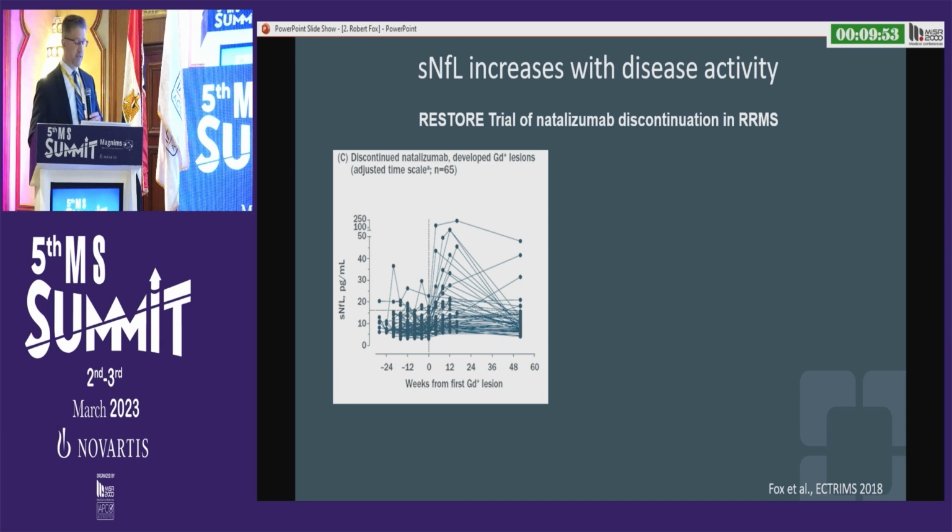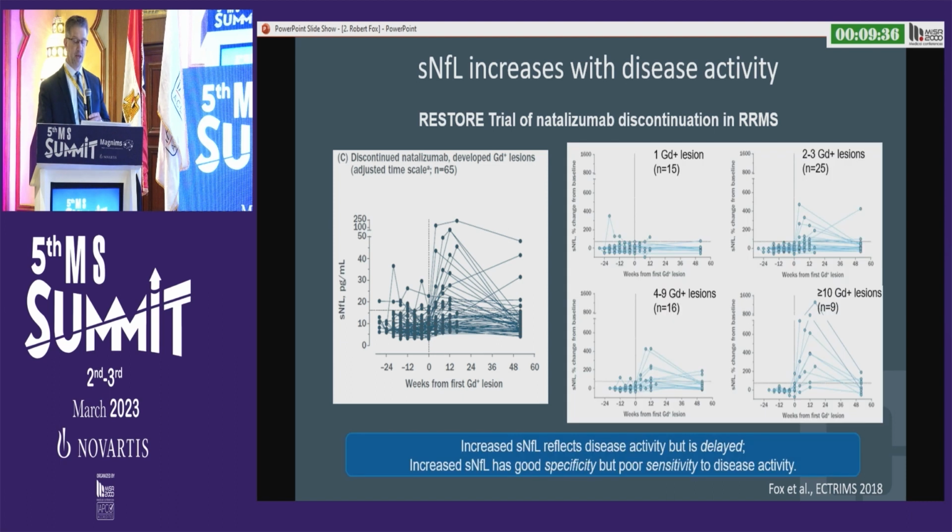And what you can see here is that neurofilament does not increase at the time of GAD lesion, but actually soon thereafter. And you can also see it doesn't increase in all the patients. There are a lot of patients who stay down here who don't increase their neurofilament. Now, it is related to the number of lesions.